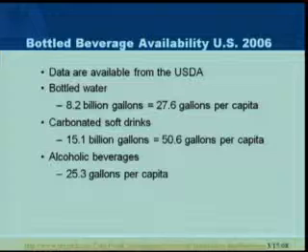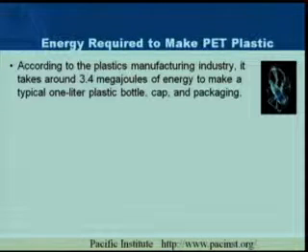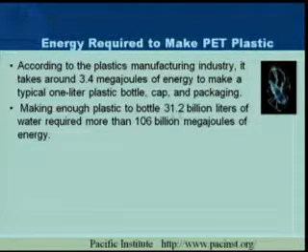But for bottled water issues, it becomes a challenge to address this because there is a lot of marketing that goes into bottled water. But when we step back and look at the footprint of bottled water, here it becomes a little bit disconcerting. The plastics manufacturing industry says it takes about 3.4 megajoules of energy to make a 1 liter plastic bottle, cap, and packaging. And there's 31.2 billion liters of water that were produced, which took 106 billion megajoules of energy to produce.